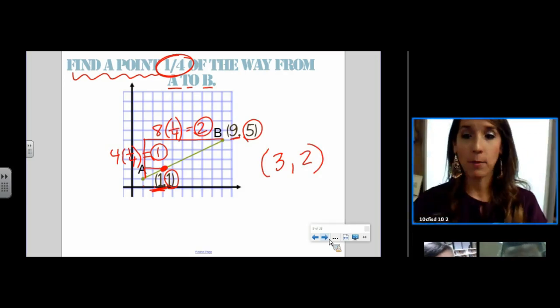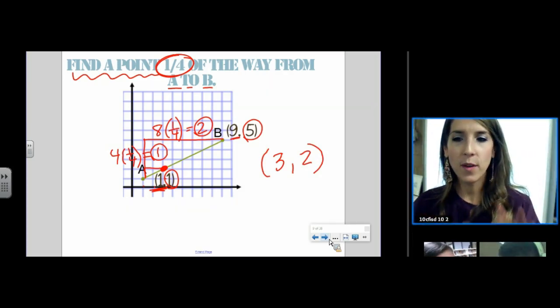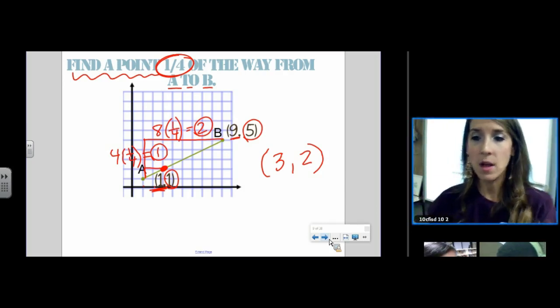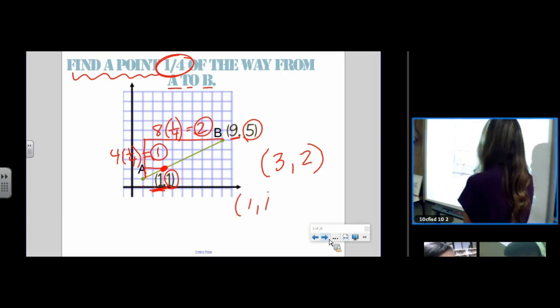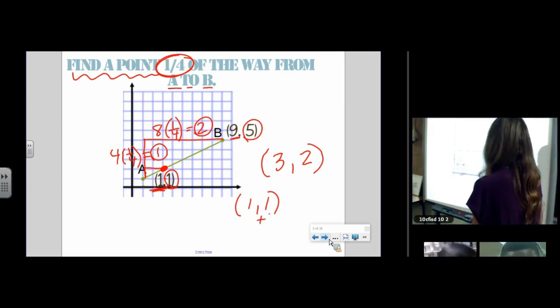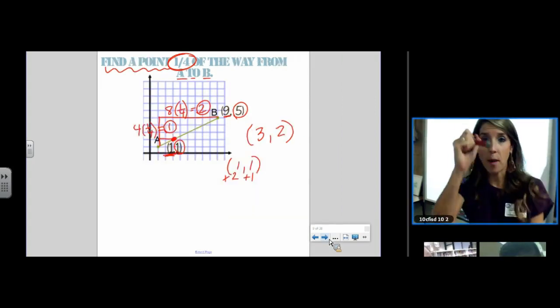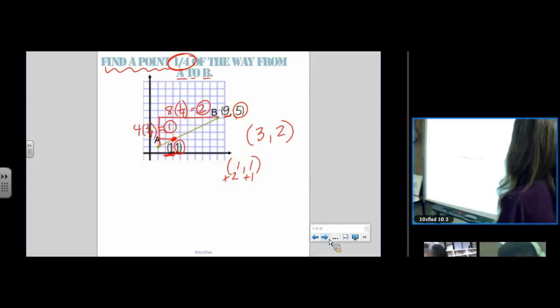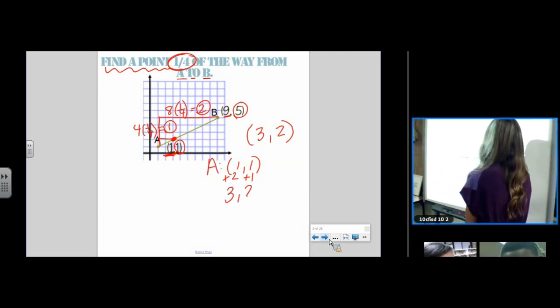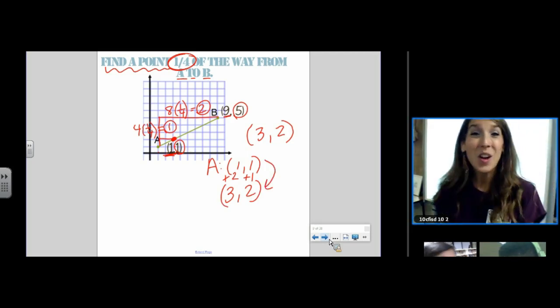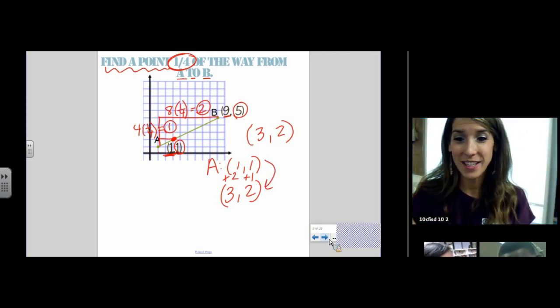This is my wrap up. Someone asked me, well, what if they're asking me to do this, but I don't have the coordinate plane? How would I know where I end up if I don't have a graph? That was a great question. We started at 1, 1. Our new rise was +1, and our new run was +2. So if you didn't have boxes to count on the coordinate plane, you could use your starting point A, and then you could use your new rise and your new run, and you would get the right answer without having a grid. 3, 2 is right.